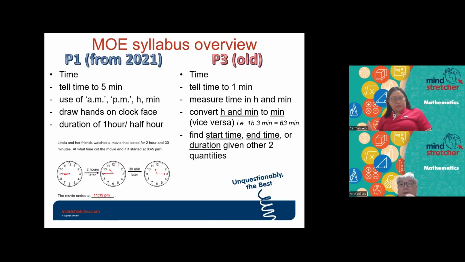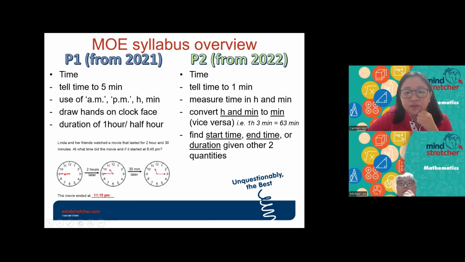Students will learn the duration of 1 hour and a half hour. Okay, so this is included in telling time to 5 minutes, right? Okay. And for primary two, students will need to be able to tell time to 1 minute. Okay. Measure time in hours and minutes, and they need to be able to do conversion.